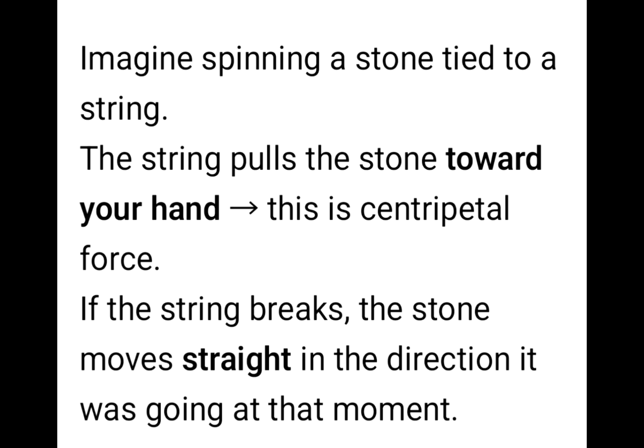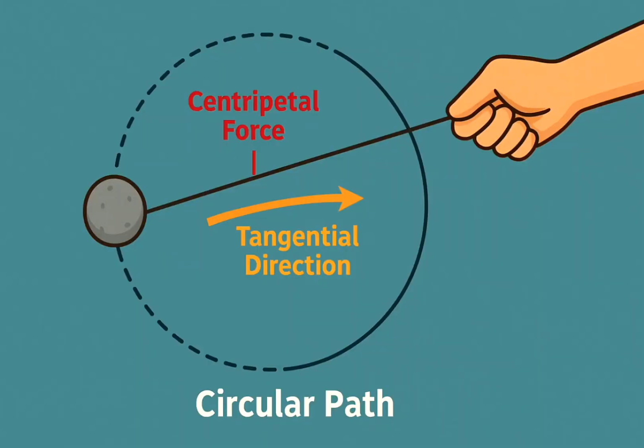Simple example explanation. Imagine spinning a stone tied to a string. The string pulls the stone towards your hand. That is centripetal force. If the string breaks, the stone does not go outward. It will move straight in the direction it was going. This is called the tangential direction.